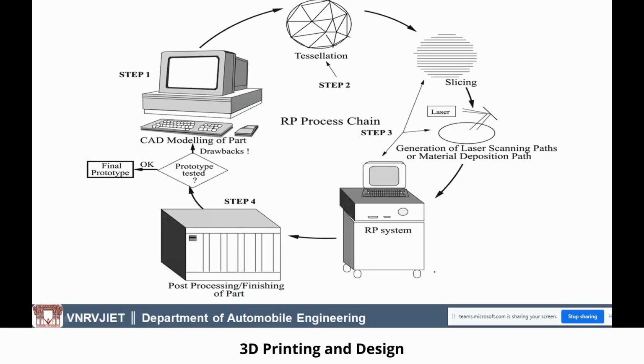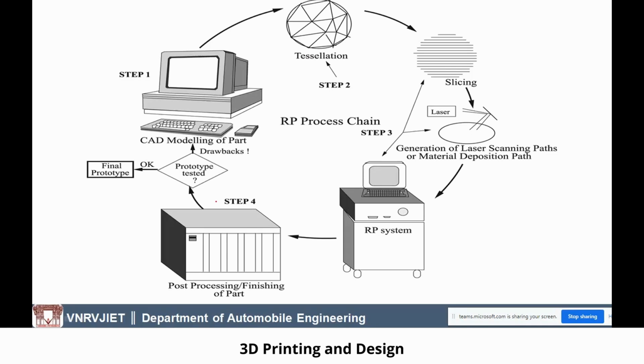So the same thing we represent in the form of pictures. First we model the component using a computer, that is 3D software, and then we convert it into an STL file, that is a tessellation of the component, and then we slice this into a number of layers, and then using the RP machine we produce the components, and after producing the components we finish them with the help of post processing processes like polishing, trimming, etc.